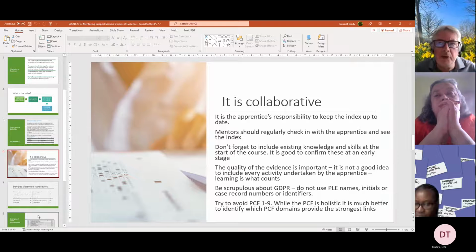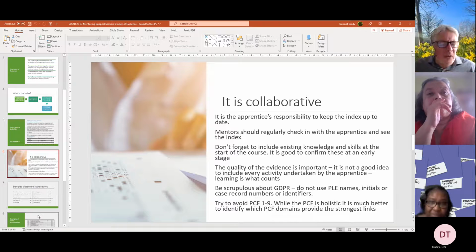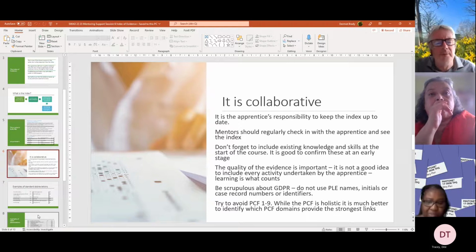Also avoid the PCF 1 to 9 thing. So a lot of the time pieces of work do cover a whole range of PCFs, and arguably sometimes they do cover 1 to 9. But then that makes it very hard to distinguish why this piece of evidence is important. So really the trick is to try to align it against the standards where the link is strongest. So it might be PCF 2 or 7, for example, their numbers are available. But tighten it so that it's pretty clear, really.